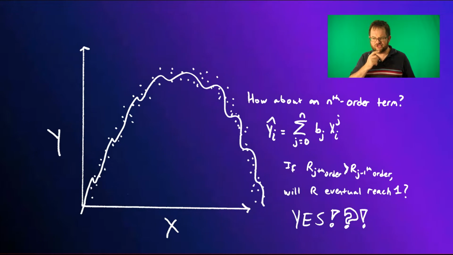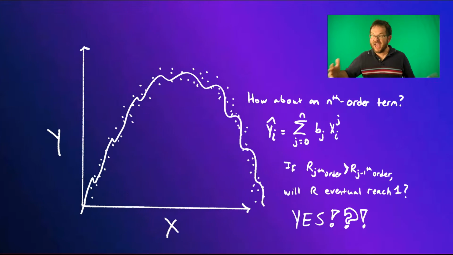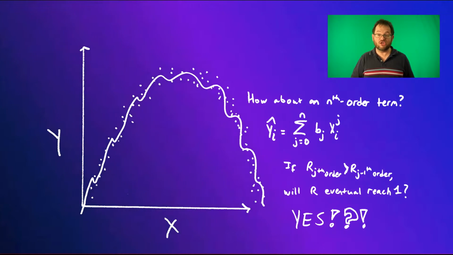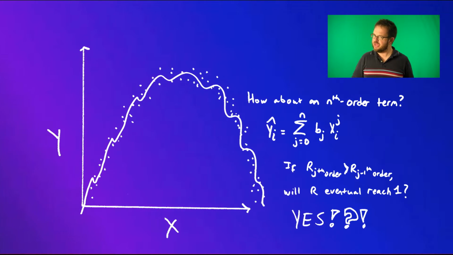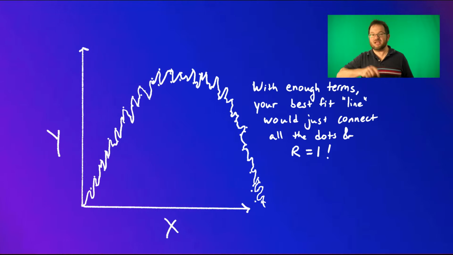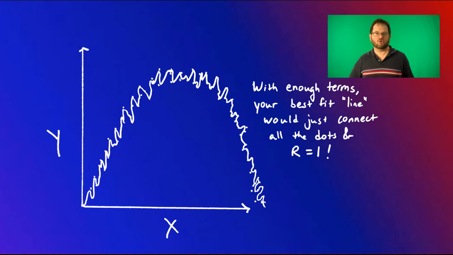Well, if that coefficient of multiple correlation, big R, goes from 0 to 1, does that mean that if I add enough terms to this equation, R will eventually reach 1? Yes. You can eventually add enough terms to this equation that you get a perfect fit. You're not going to like that fit, but you can add it. With enough terms, your best fit line basically just becomes a dot to dot. It'll literally be a polynomial whose graph is just connecting the dots of your data points. Your statistical model is now perfect. It has a correlation of 1.